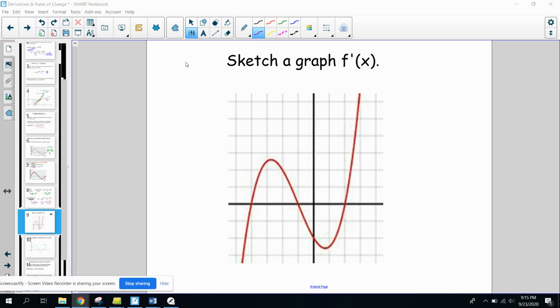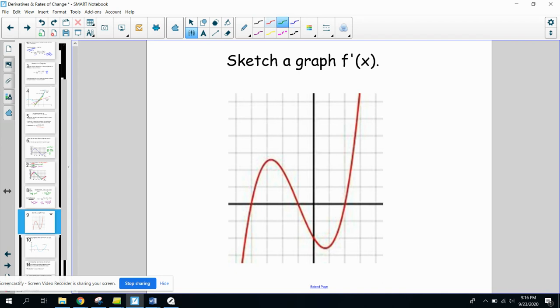So now we're going to look at how we sketch a graph of the derivative. So f prime of x is our derivative. Here's a graph of just f of x. By using our knowledge of what derivative is, we can sketch a graph of this. So I'm just going to go ahead and sketch my graph right on top of this graph, so that way maybe it can make more sense than graphing it separately.